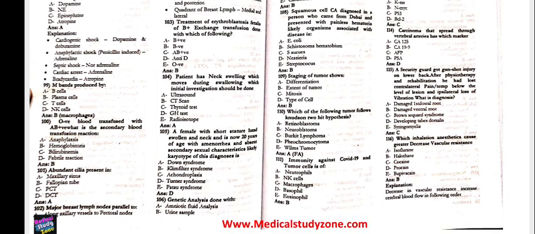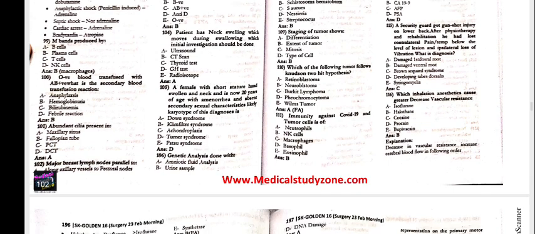99, the M-bands are produced by the plasma cells. 100, O negative blood transfused to an AB positive patient. What is the secondary blood transfusion reaction? That is going to be hemoglobinuria.